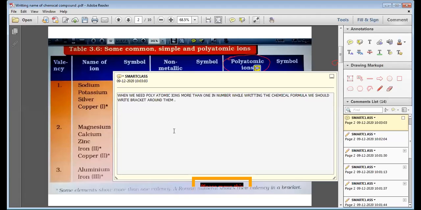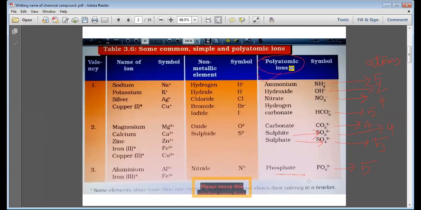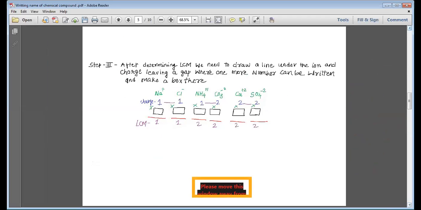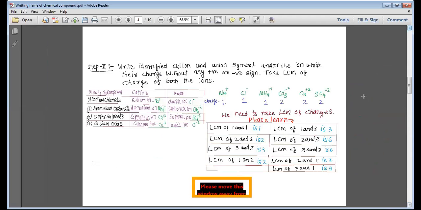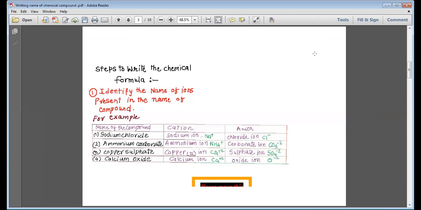So when we need these polyatomic ions in more than one number, in that case we will have to write the bracket around these polyatomic ions. So please remember that whenever we need these polyatomic ions in more than one number, we will have to put brackets around them while writing their chemical formula. This is the basic and fundamental idea about writing the chemical formula.